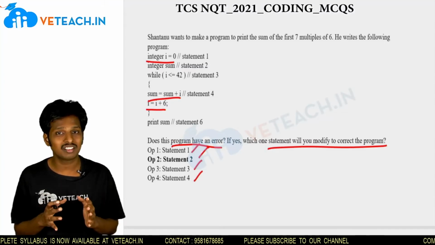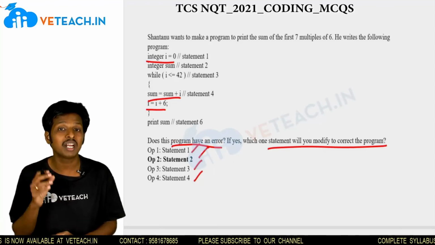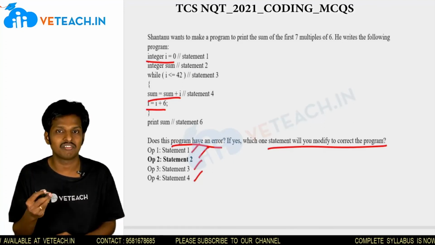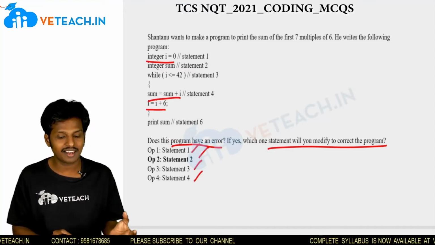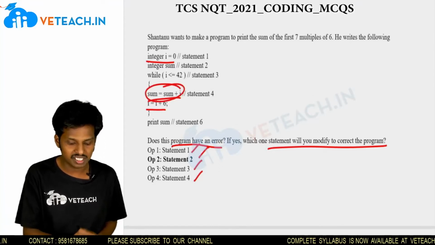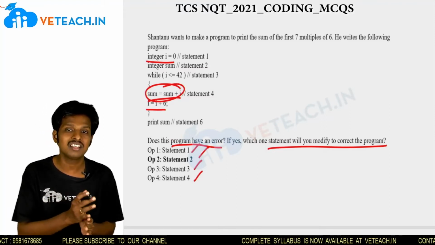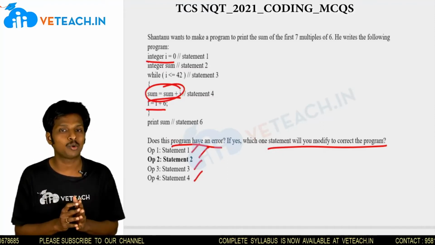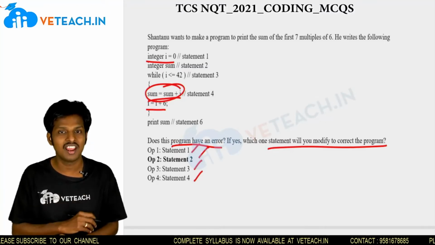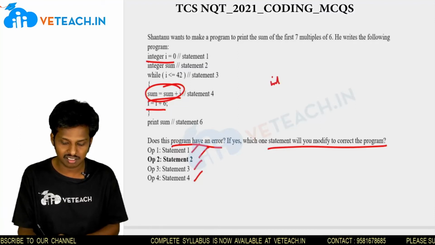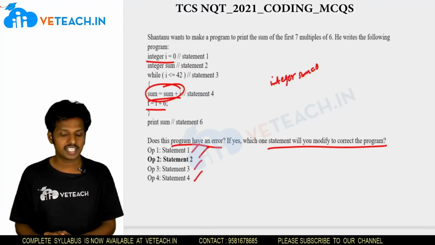An integer variable was declared but it was not initialized to 0. In this case, a variable which is declared but not initialized will have a garbage value. When we just declare sum, when it comes to the statement sum equal to sum plus I, the I value will be added to a garbage number. So this is the error in this program, and statement 2 has to be changed and replaced with integer sum is equal to 0. In this way, we have to modify statement 2.